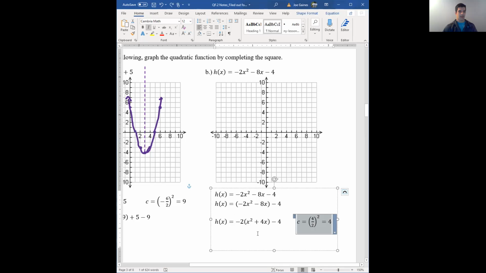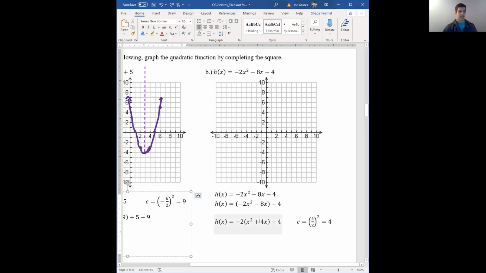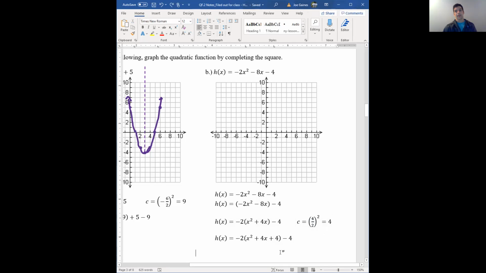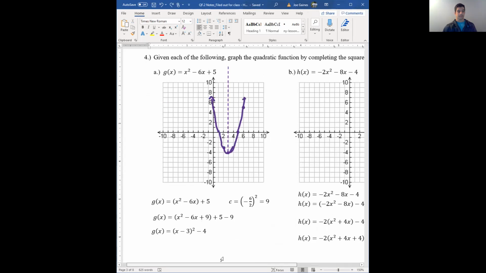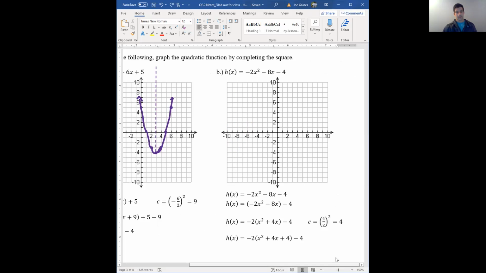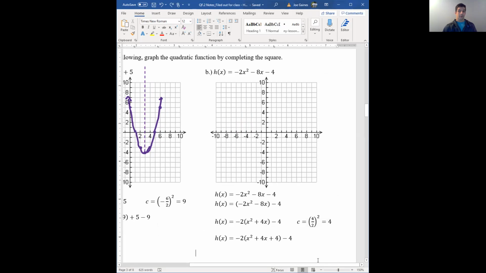And so I would find my c value here. C is equal to b, which is 4, divided by 2 quantity squared, so that's going to give me 4. So I need 4 inside those parentheses. So I'm going to go ahead and add 4 inside the parentheses. Now, what we saw previously is we added a 9 inside the parentheses and we did the opposite. We subtracted 9 outside the parentheses. That was because we didn't have any coefficient.